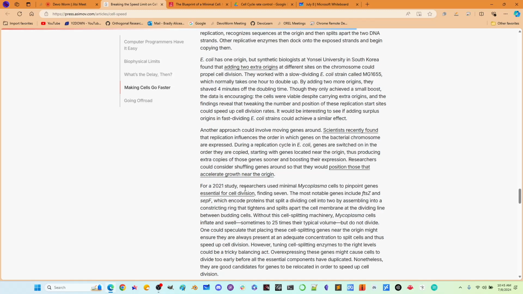And so for a 2021 study, researchers used minimal mycoplasma cells to pinpoint genes essential for cell division, finding 7. So there are 7 essential genes in promoting cell division. The most notable genes include FtsZ and SepF, and FtsZ, of course, is involved in the ring that pushes the cell into 2 different cells.